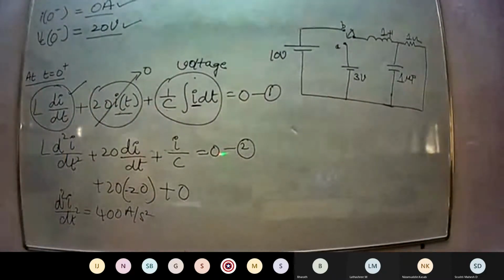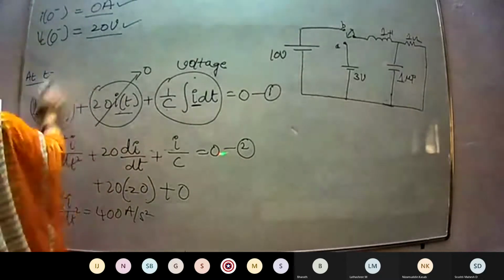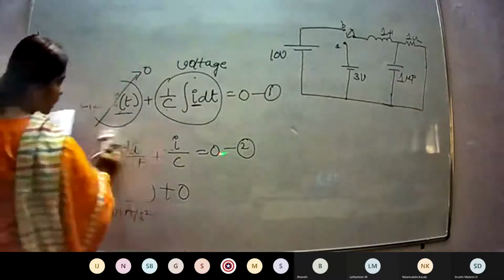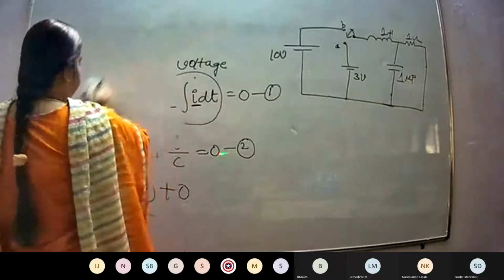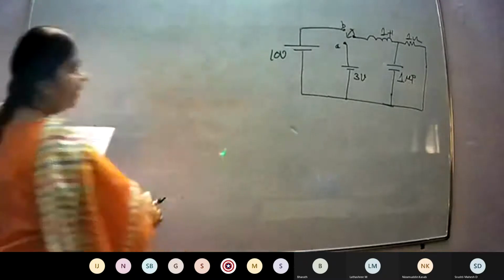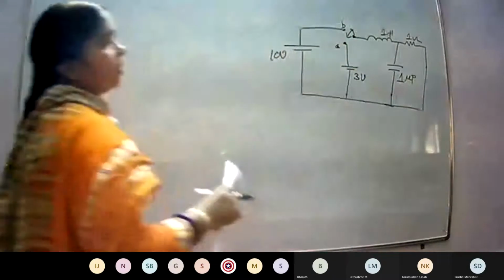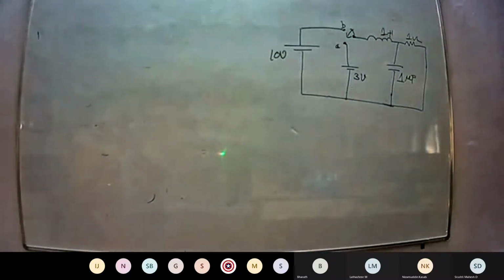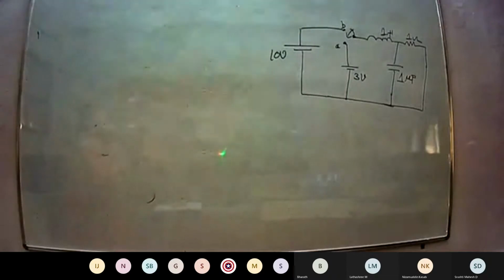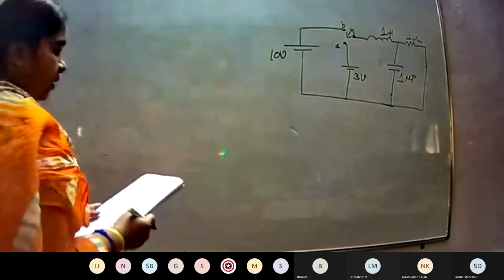Okay. What the question they have given? In the circuit shown, the switch was in position A for sufficiently long time. Position A means what? This is the position A. So it was at position A for sufficiently long time. What that means? That means it is connected to the source. Okay. It was at position A for long time means it is connected to the source.